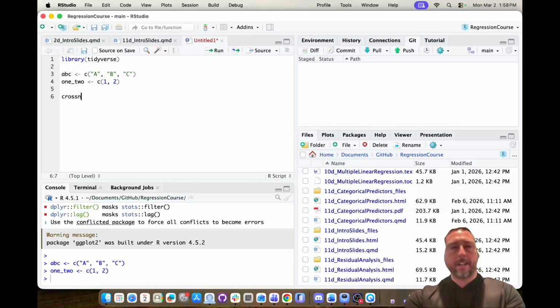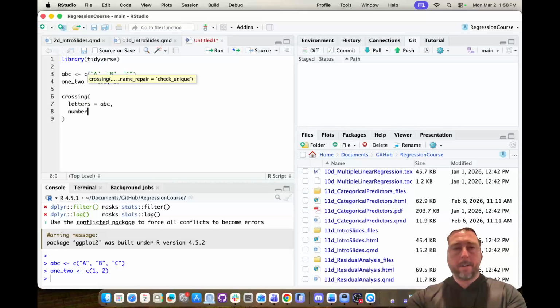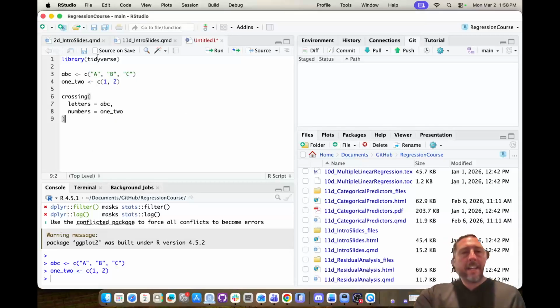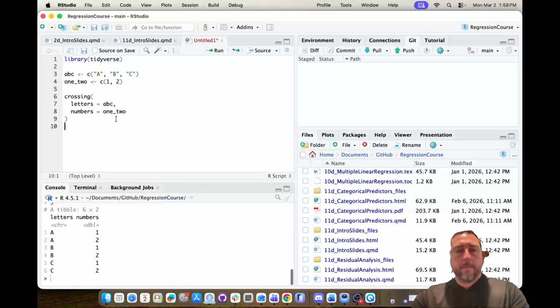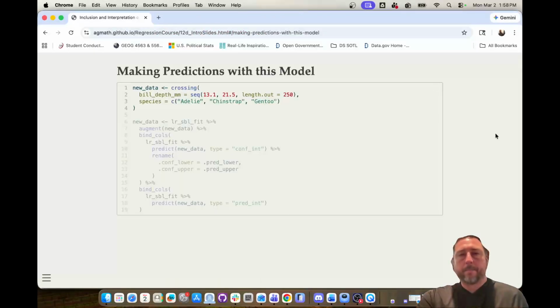Now if I use crossing, and I use letters equals ABC, and numbers equals 1, 2, what's going to come back is a data frame where A is next to 1 and A is next to 2. And then B is next to 1 and B is next to 2. And C is next to 1 and C is next to 2. And so we can see that we've created all combinations of A, B, C, and 1, 2. That's what crossing is doing. It's just doing it on a larger scale here.